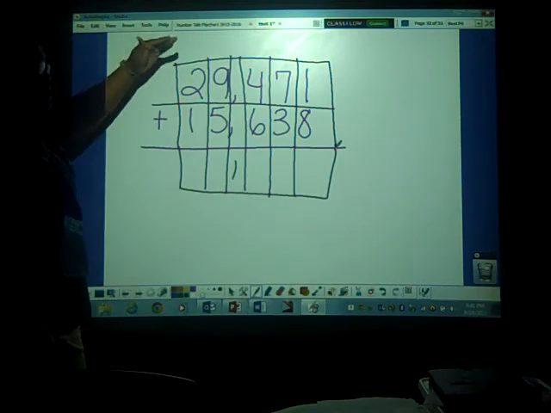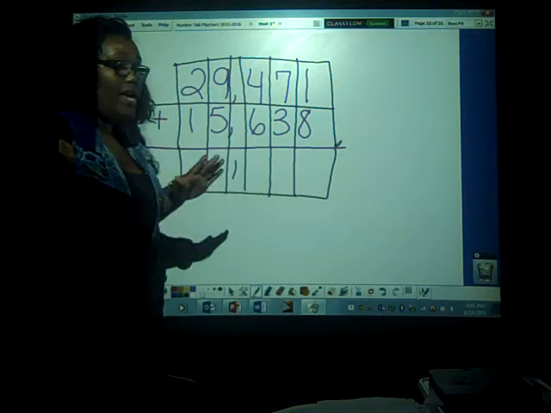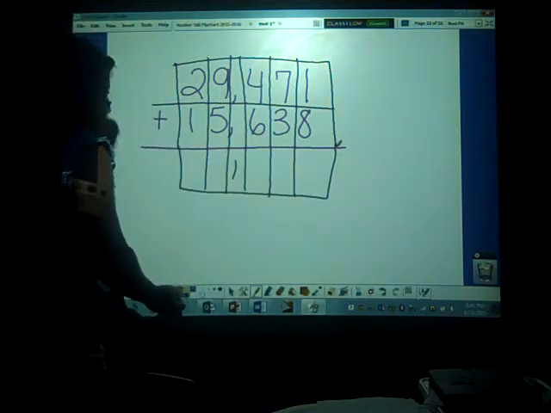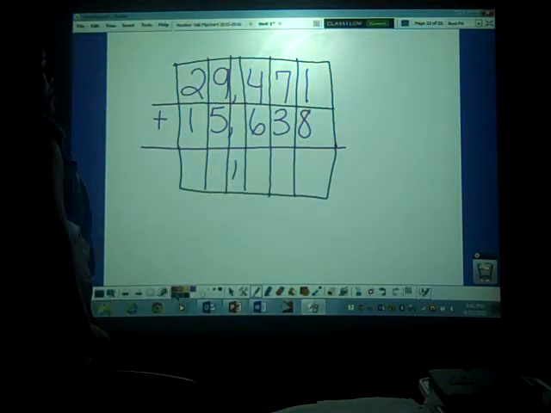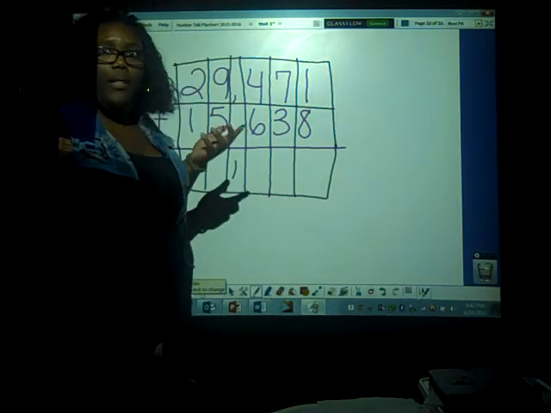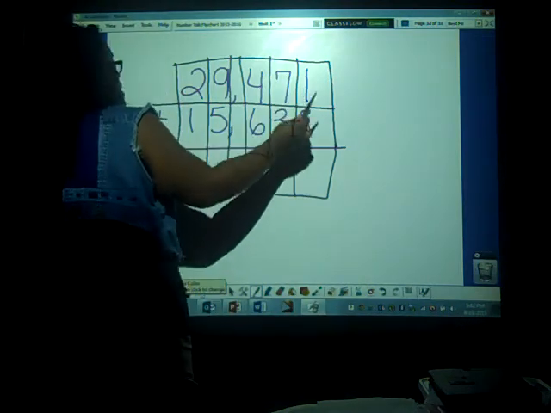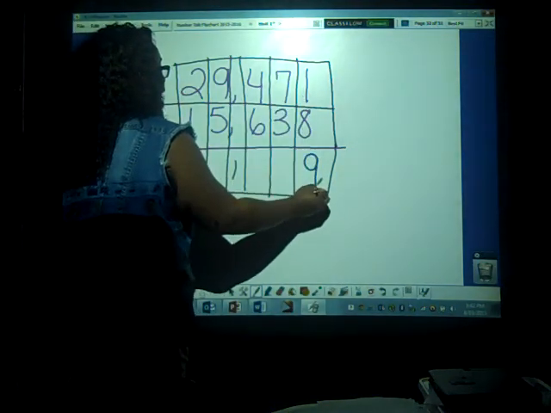If this is what you need to do to make sure you place your numbers in the correct place value, by all means do that. I have no problem with it. Just make sure you don't draw your line over your numbers and slice it in half, and I'm like, what number is that? Okay? 8 plus 1 is 9.